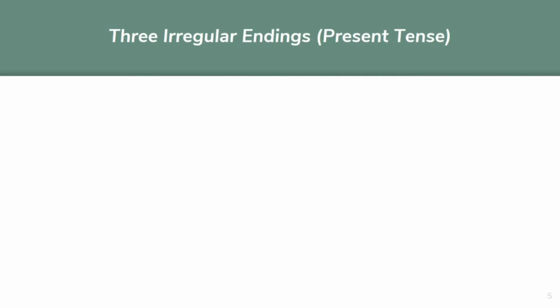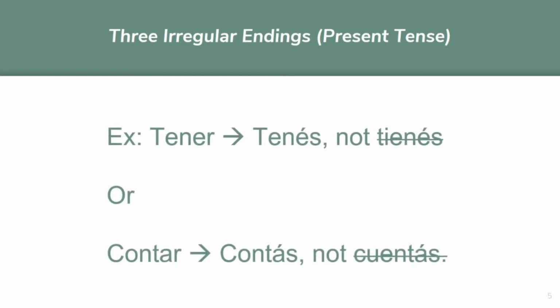For example, tener has a bunch of changes. It's really what happens when you have a verb that's used all the time. They tend to morph a little bit more than the rest of the verbs. So tener becomes tenés, not tienes. So you don't add that special I in there like you do for tienes, tiene. You don't do any weird changes like tengo. It's just tenés.